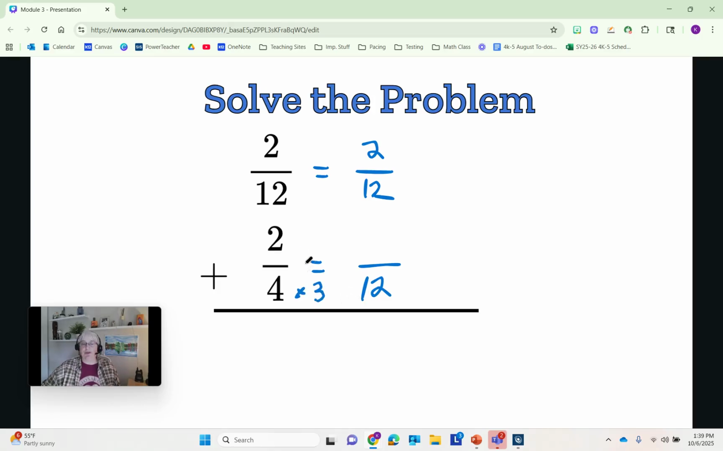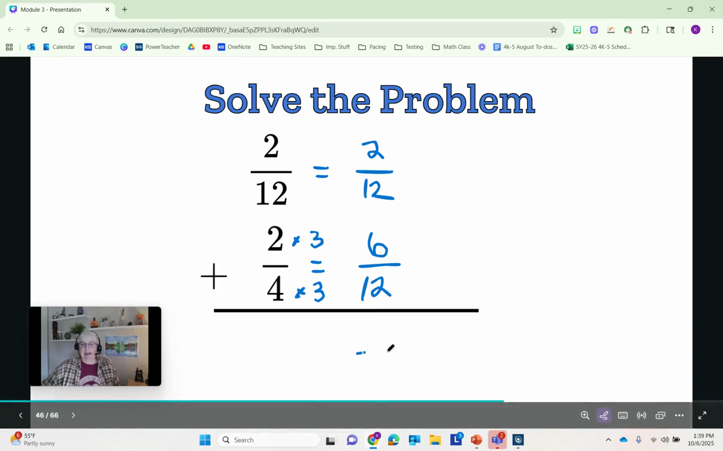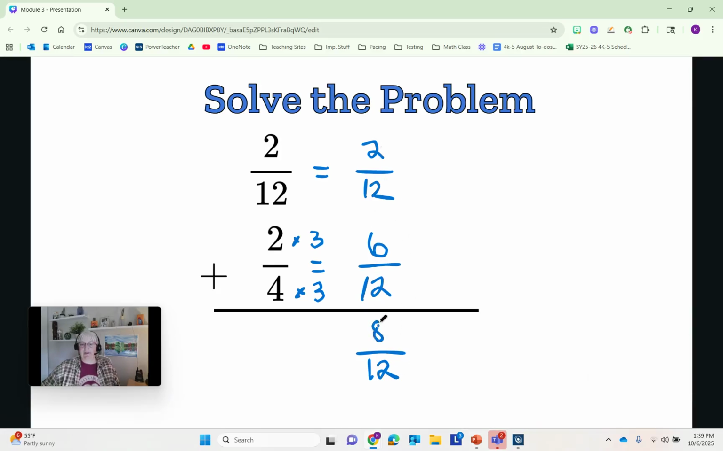Whatever you do to one part of a fraction, you have to do the same thing to the other part to keep it equal. 4 times 3 is 12. 2 times 3 is 6. Now we can add, and our new fraction will still have the denominator, or the bottom number, of 12. 2 plus 6 is 8. So the answer is 8/12.